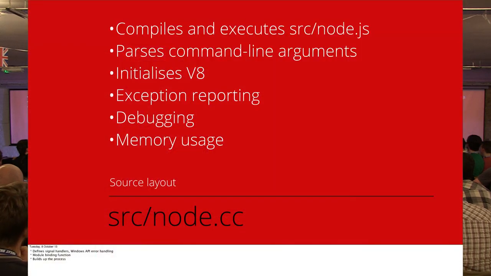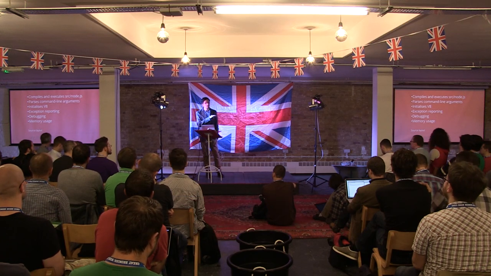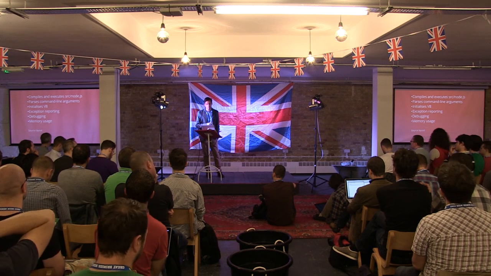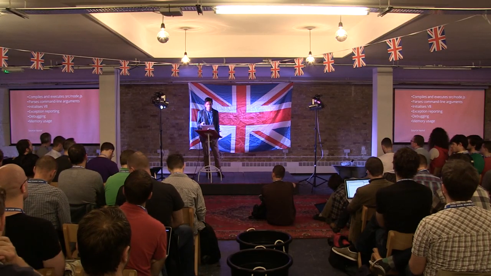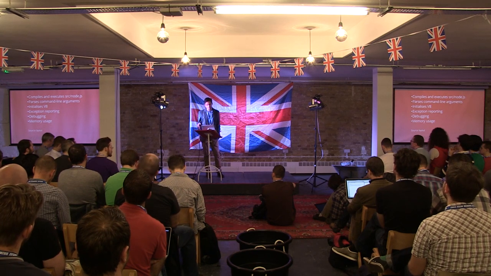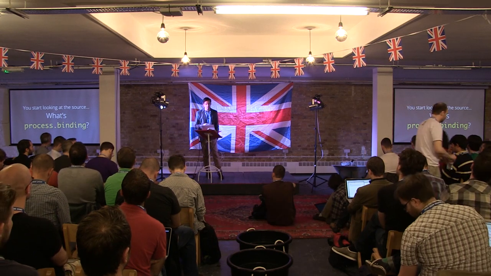And this file, node.cc, compiles and executes that file. You'll see Node's command line help in there and how it handles command line arguments. It also initializes V8. So if you're interested in seeing how people embed V8 into other systems, because game developers have started to use it, and other browsers, as well as Chrome, use it, you can see how that works in there. And it has some things basically for instrumentation, to make things like signal handlers work and Windows API error handling as well.